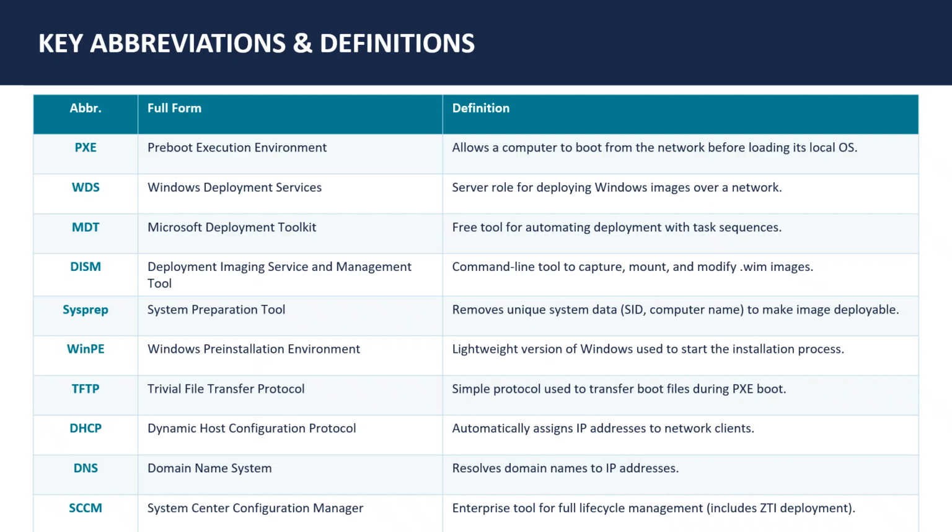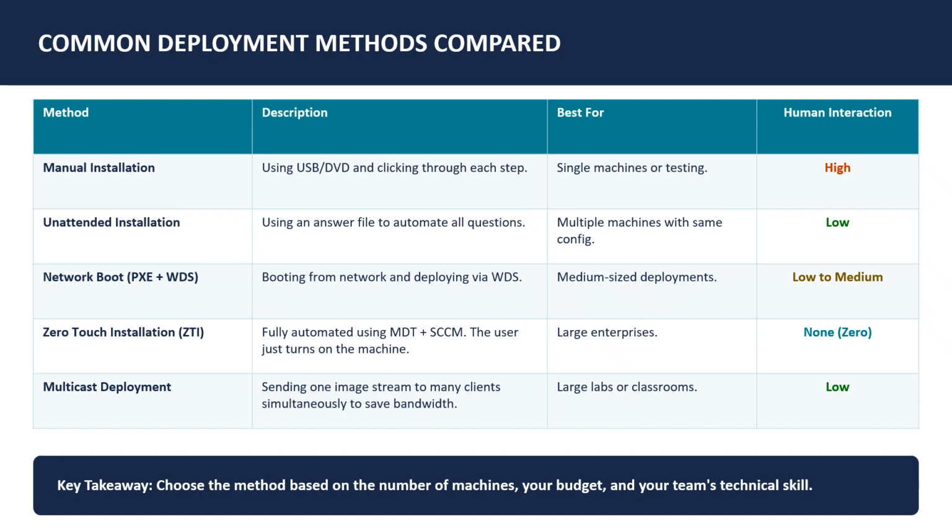Let us compare common deployment methods so you can choose the right one for any situation. Manual installation, using a USB drive or DVD and clicking through each step, is best for single machines or testing, but it requires high human interaction. Unattended installation uses an answer file to automate all questions, making it ideal for multiple machines with the same configuration, and it requires low human interaction. Network boot using PXE and WDS is suitable for medium-sized deployments and requires low to medium interaction.